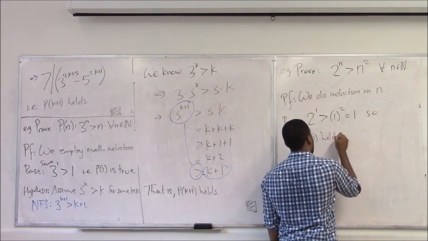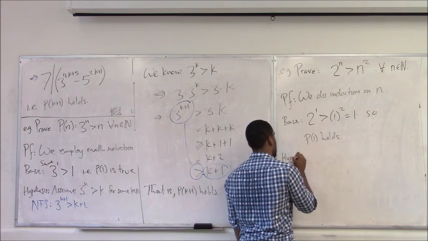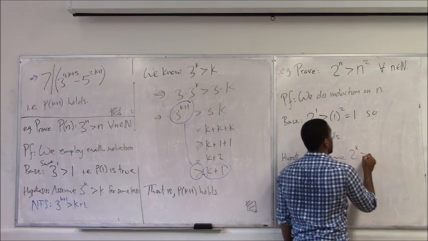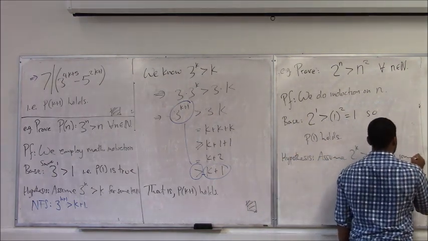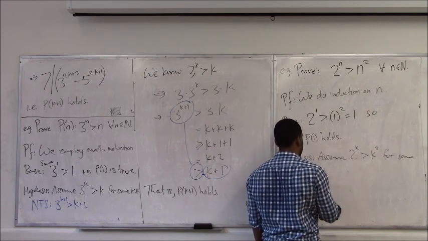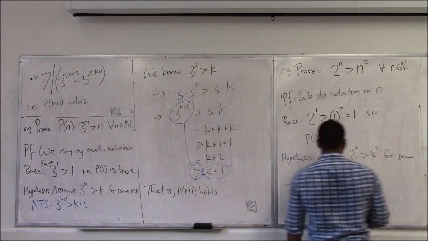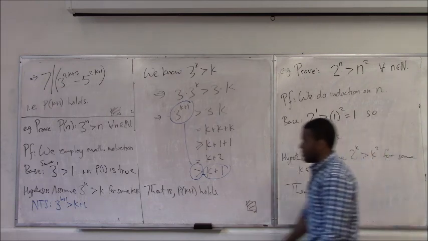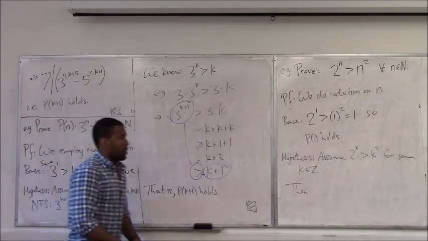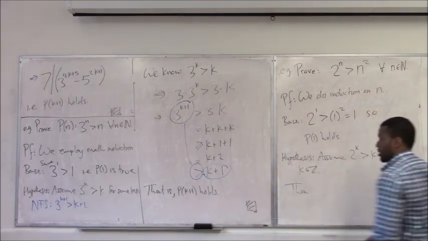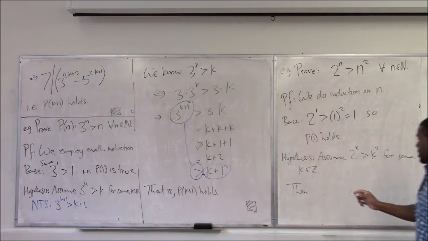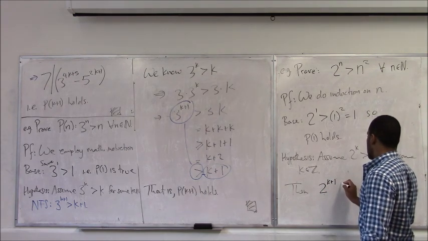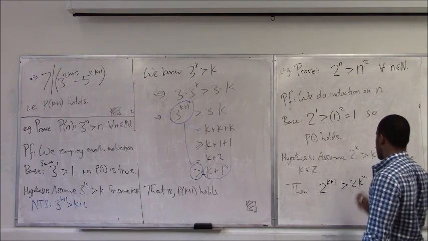So with that base case, the hypothesis. Assume 2 to the k is greater than k squared for some k. Then let's try a similar trick to what we did here. Then that means 2 to the k plus 1 is greater than 2k squared.